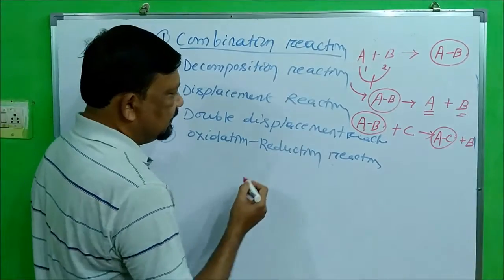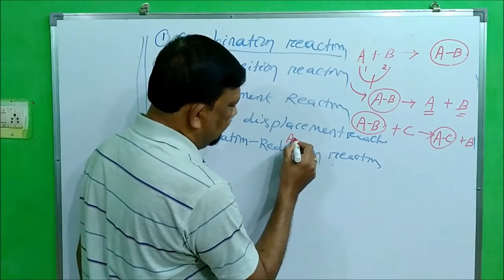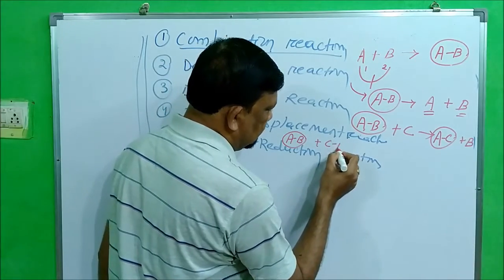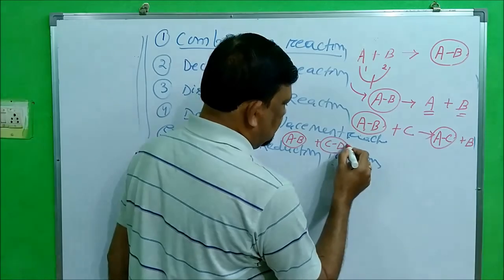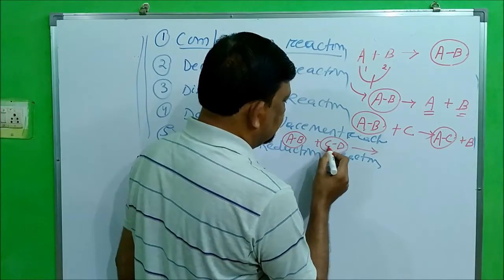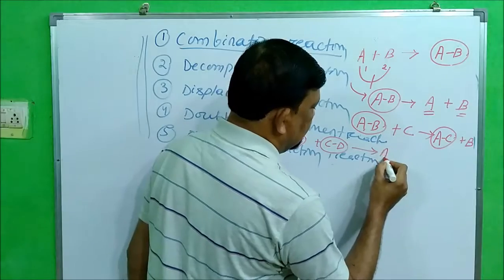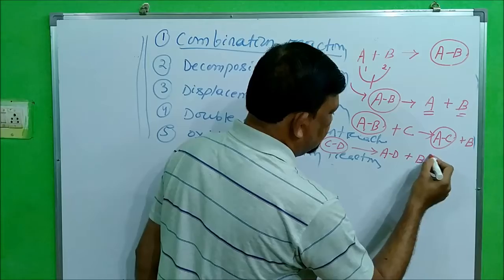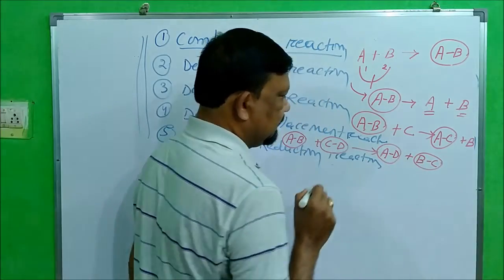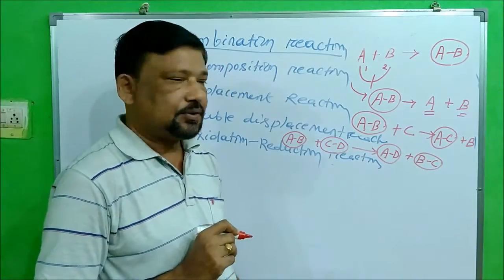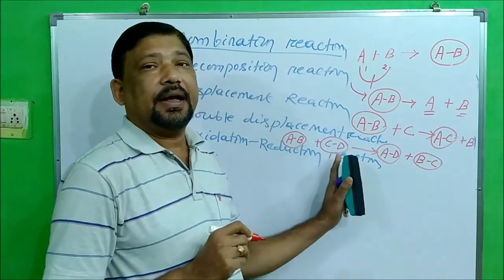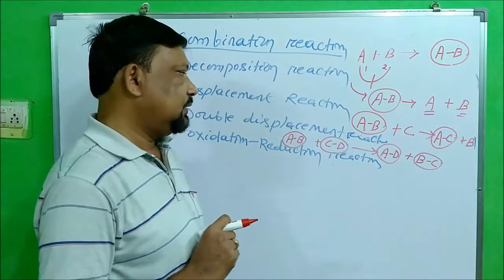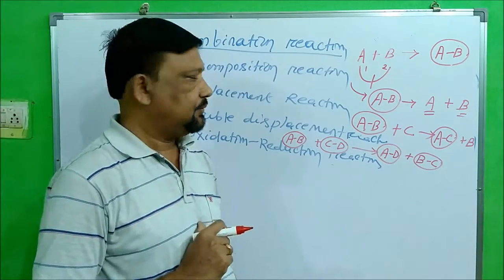Now come to double displacement reaction. Here two compounds take part, AB plus CD. During the reaction, B replaces C and C replaces B. Then AD is formed plus BC is formed. Right? So, in both the cases, the elements get displaced or atoms get displaced. Hence, it is called double displacement reaction.